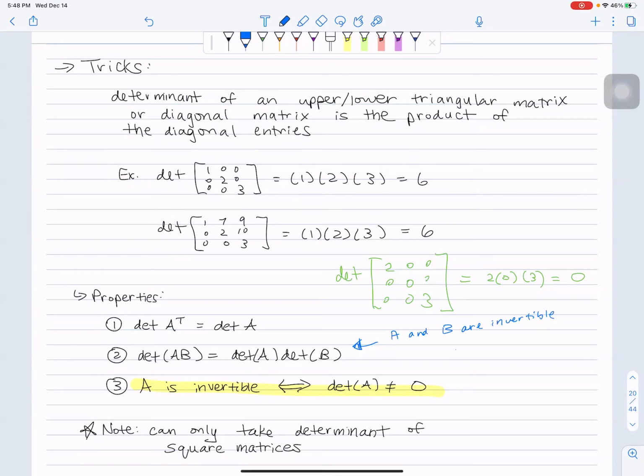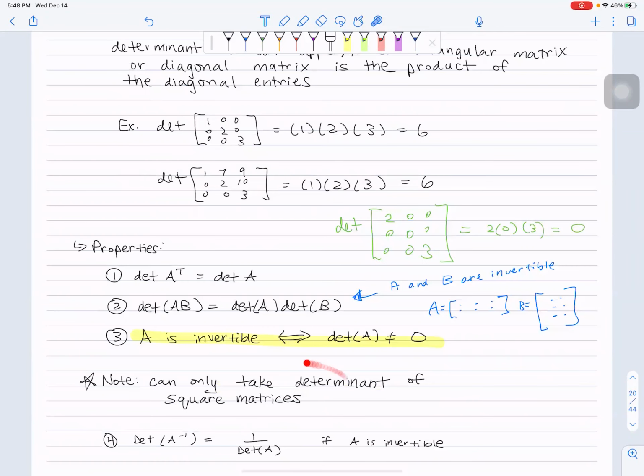Otherwise, if A is like a 2 by 3 matrix, for example, and B is a 3 by 2 matrix, then you might say, oh, the determinant of A doesn't exist because it's not square. But by multiplying A and B, you can see that you might be able to do the determinant. So you can't always use this rule unless A and B are both invertible, meaning they're both square. Only square matrices have determinants.